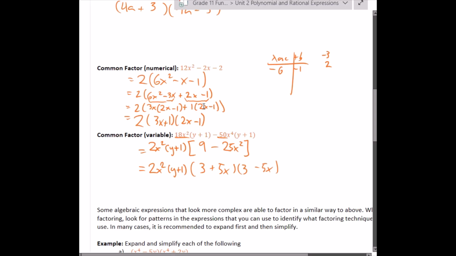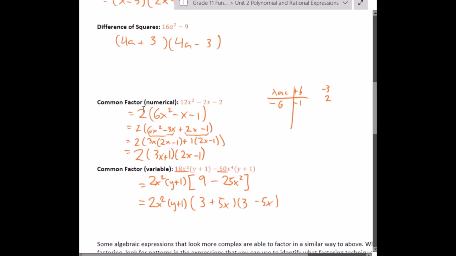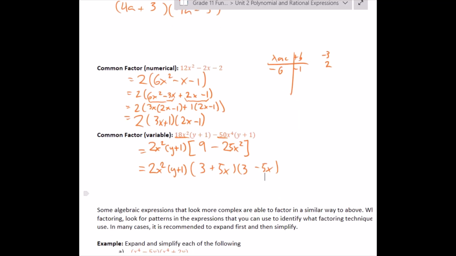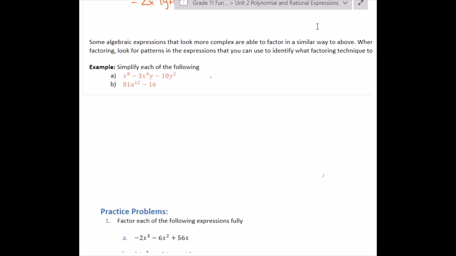So these skills are very important to factoring as you move forward: trinomials, difference of squares, and then common factoring. Common factoring either with just numbers or with full expressions or variables. Some algebra expressions that may look more complex will factor in similar ways to those above. When factoring, look for patterns and expressions you can use to identify what factoring technique to use.